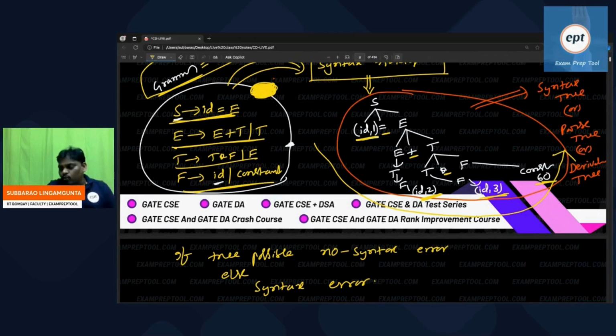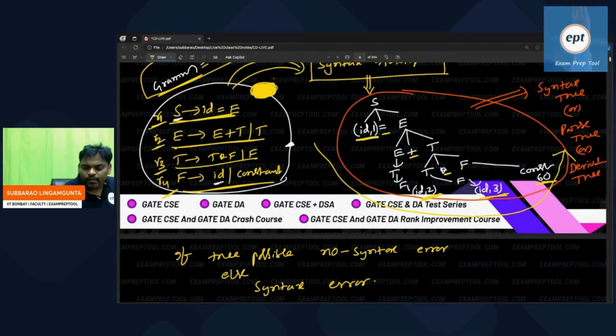A compiler is a set of rules. See this one: this is rule number 1, this is rule number 2, rule number 3, rule number 4. Grammar is a set of rules. Every production is a rule. A compiler is nothing but a set of rules.